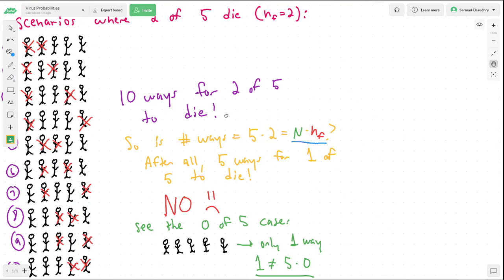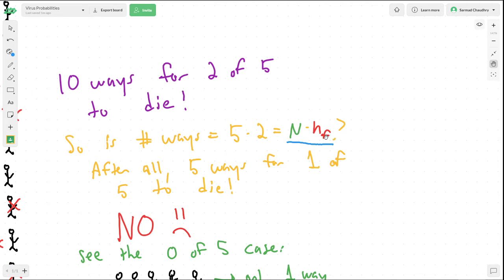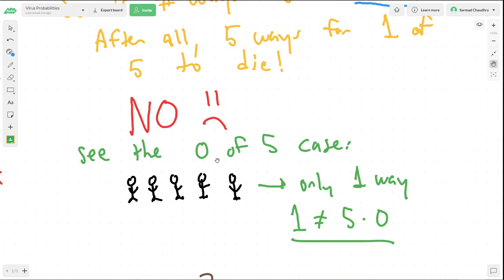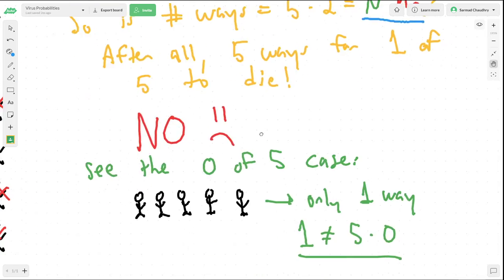So is this just like 2 times 5 for this case and 1 times 5 for the other case? So is it just n times nf is the number of ways to do this? After all, 5 ways for 1 of 5 to die. And the answer, unfortunately, is no. So, for example, just to prove why, you just look at the 0 out of 5 case. In this case, no one dies, but there's one way for this to happen. It's not 0 times 5. That'd be 0. There'd be 0 ways for this to happen. It's 1, which wouldn't work from this formula, right? So the formula is not generic enough.